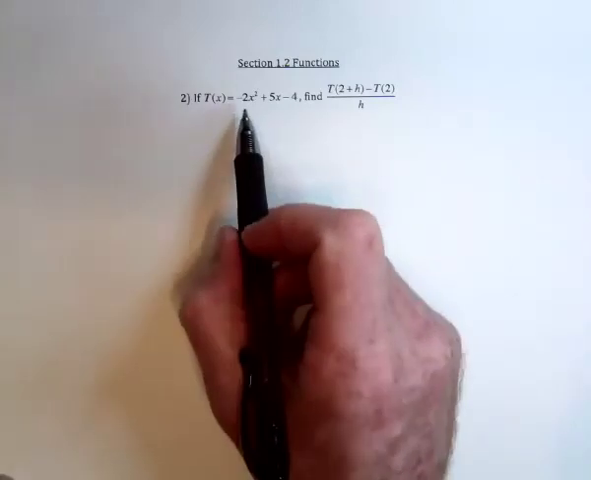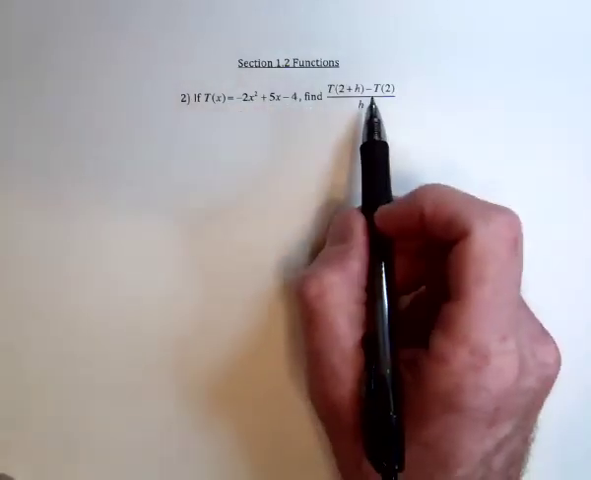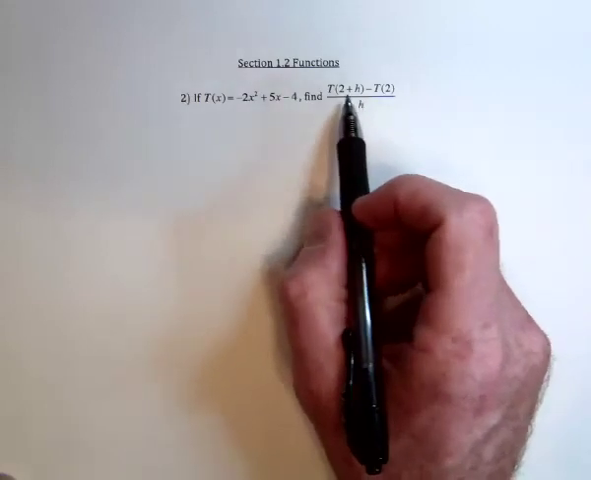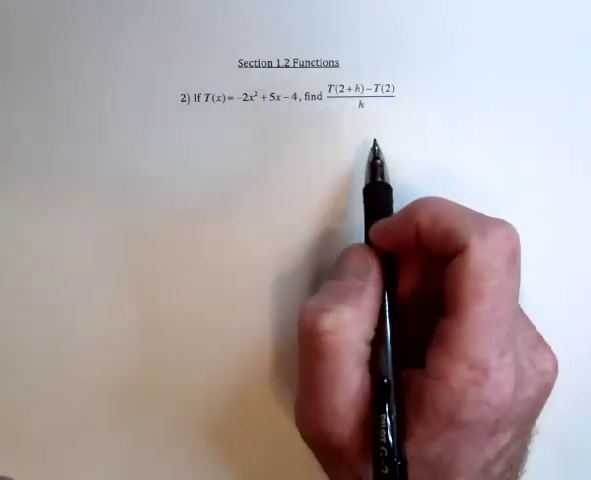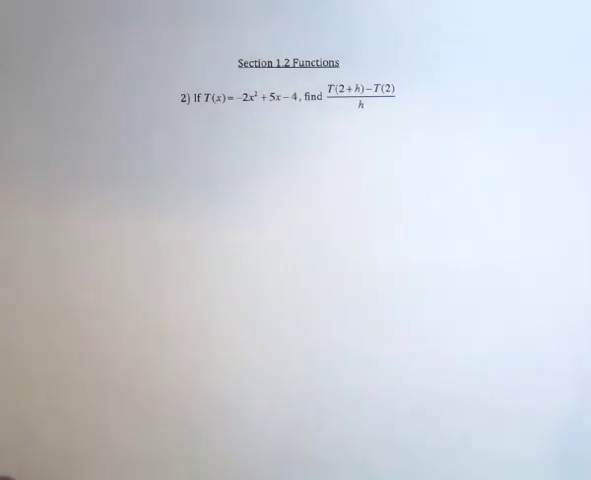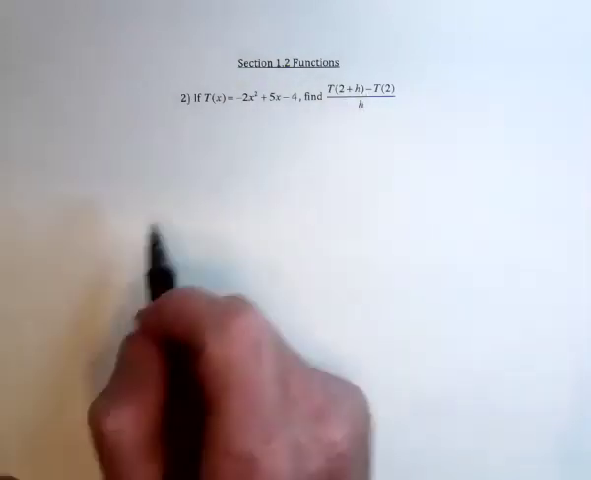So for this polynomial, negative 2x squared plus 5x minus 4, we're going to evaluate this expression, which is actually a very important idea in calculus. This is part of the definition of the derivative. One of the main ideas in calculus is to use a derivative. So we're going to evaluate this.